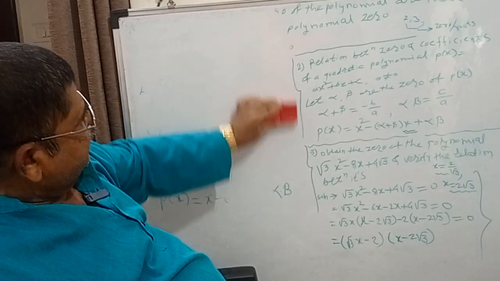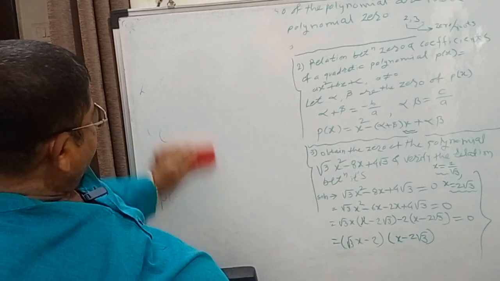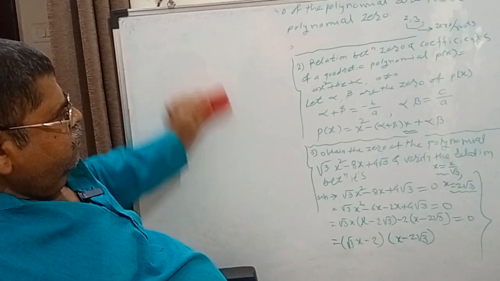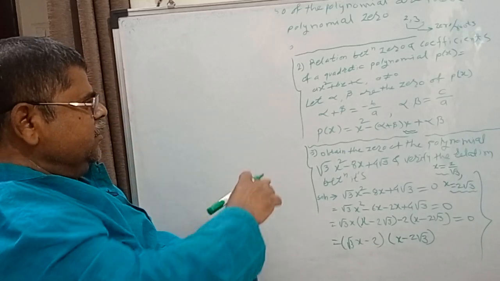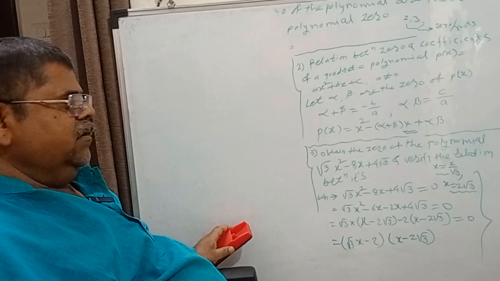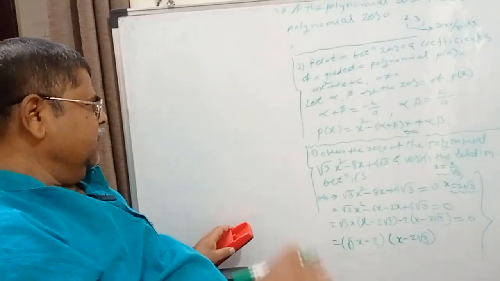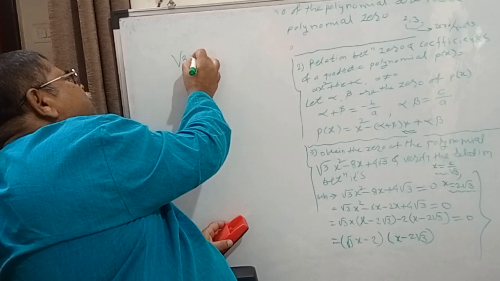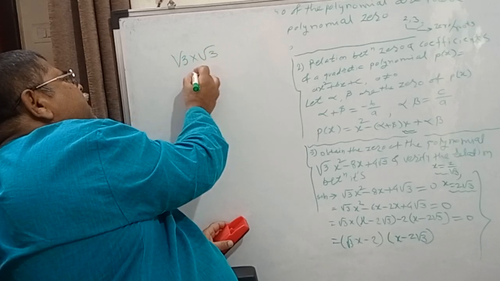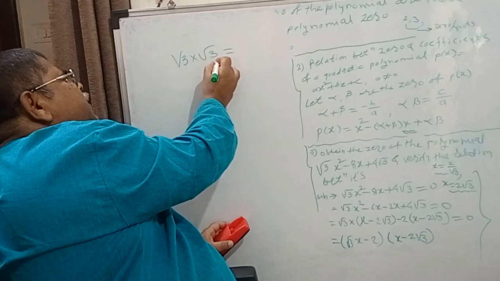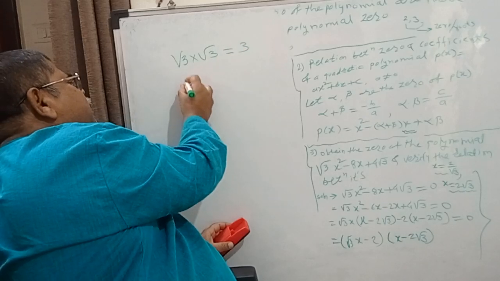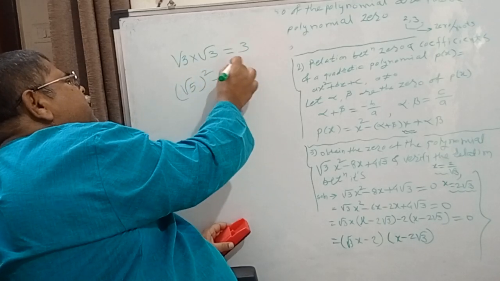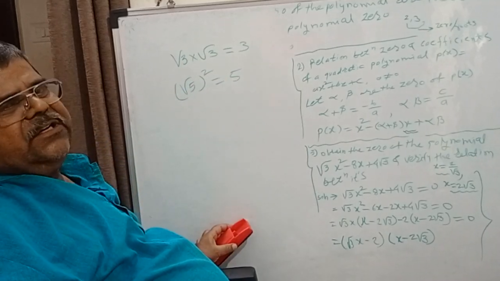Now the second example, a little bit more difficult: obtain the zeros of the polynomial. You know root 3 into root 3. The value of root 3 into root 3 is equal to 3. You know root 5 square is equal to 5. We have studied this in 9th standard.